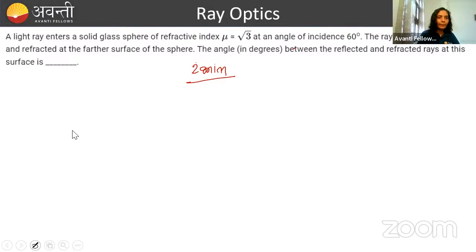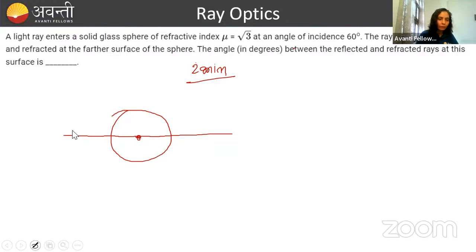So what is happening here? There is a light ray and it enters a solid glass sphere. First of all, you just draw the principal axis line. What's happening? There is a light and it is incident at an angle of incidence 60 degrees. So if this is the principal axis line, this is also normal.